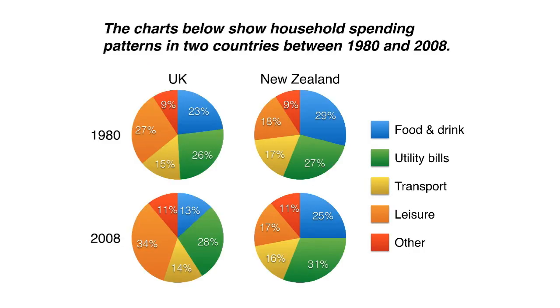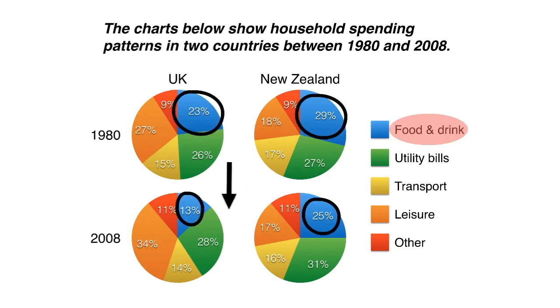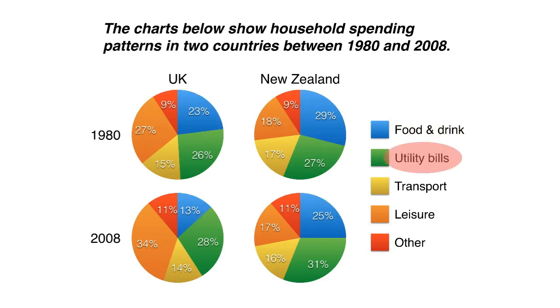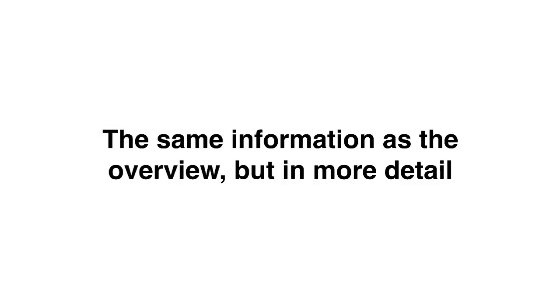Starting with paragraph 3, we need to look at the chart again and decide what to put in this paragraph. I'm going to start with food and drink, this category. And as we said in the overview, in both countries we can see a decrease over the 2 years. And then in this paragraph, I'll talk about utility bills and talk about that increase that we mentioned in both countries. Notice that what I've done there is I've chosen the same information as in the overview, but we're going to describe it in much more detail now with the numbers. Here's how I did it.